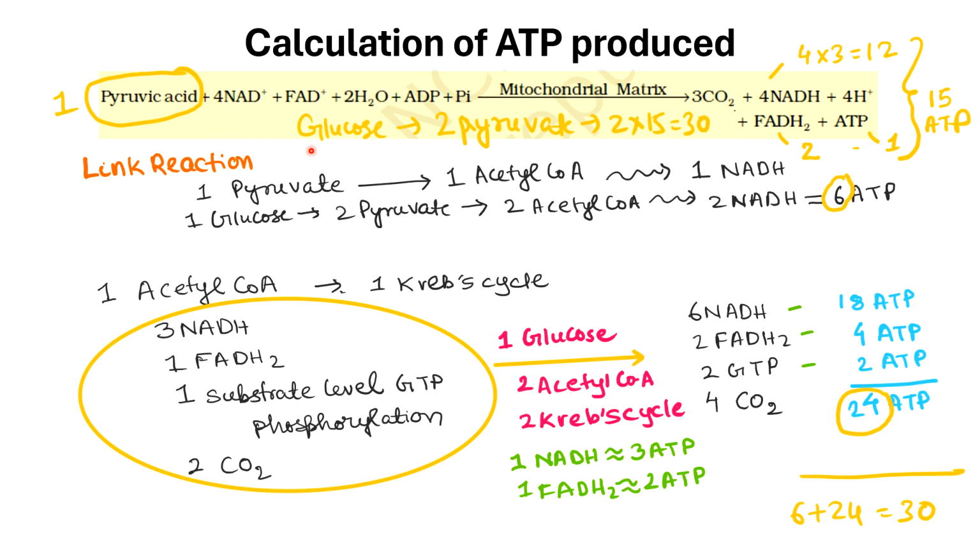Now, if you want to write it for glucose, you simply multiply it with 2, because in glucose we get 2 molecules of pyruvate. Okay, I hope this calculation of ATP is clear for you guys.